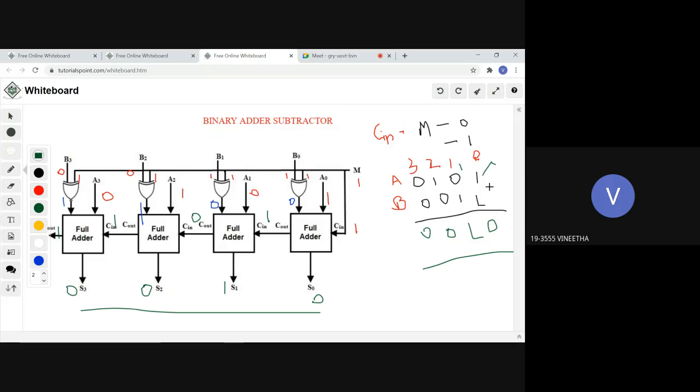So that is the output we get when we subtract 3 from 5. So 5 minus 3 is 2. This is how a binary subtractor works. So this is a binary adder and subtractor.